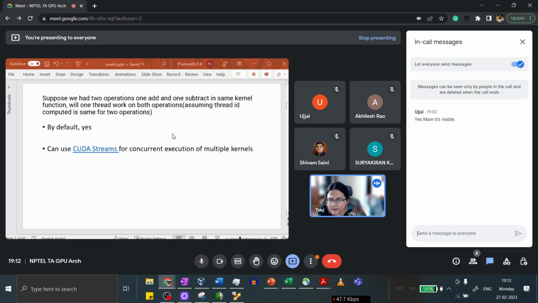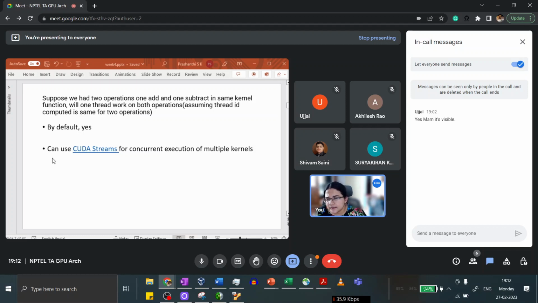I don't know if the person who asked the question is here, but maybe the intention behind the question was that this add and the subtract are kind of unrelated. So if the same thread is going to compute both of them, then I'm kind of unnecessarily increasing my execution time, right? Maybe that was the motivation behind asking that question.